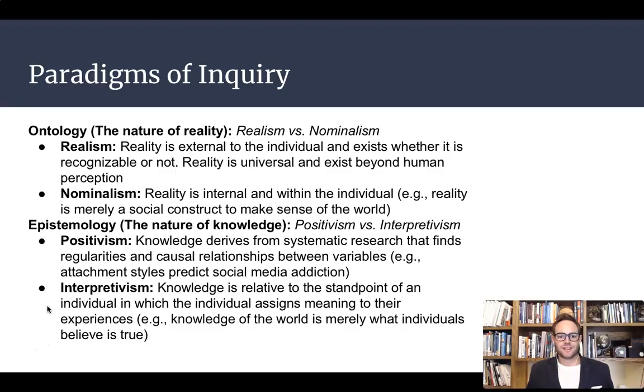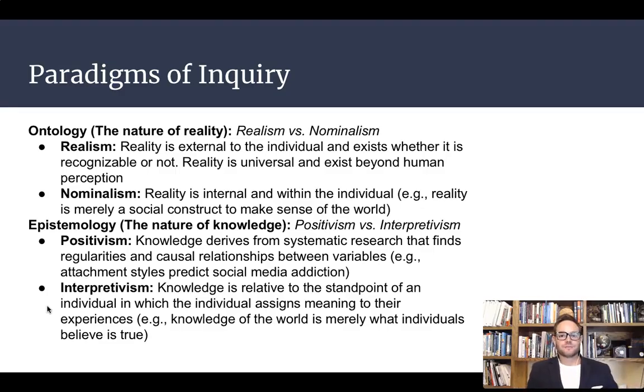areas of inquiry. The first one is ontology. Ontology is the philosophical inquiry into the nature of reality. Essentially, it's asking the question of what is reality? That's the broad branch of philosophy that deals with the nature of reality, and that's called ontology. Now, within ontology, there are two major schools of thought, and these consist of realism and nominalism.